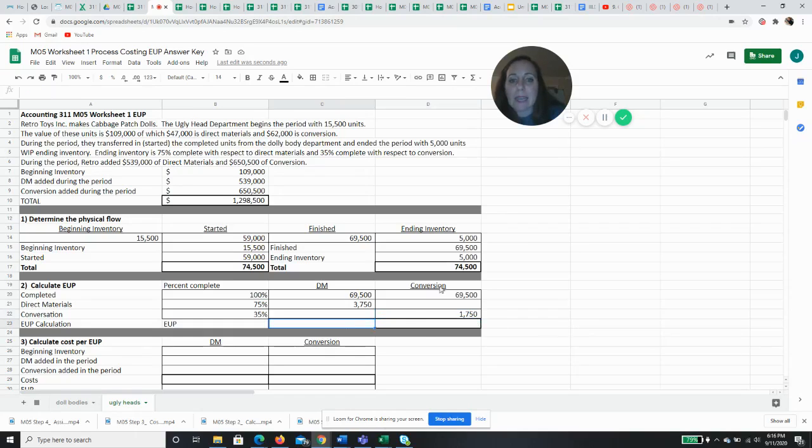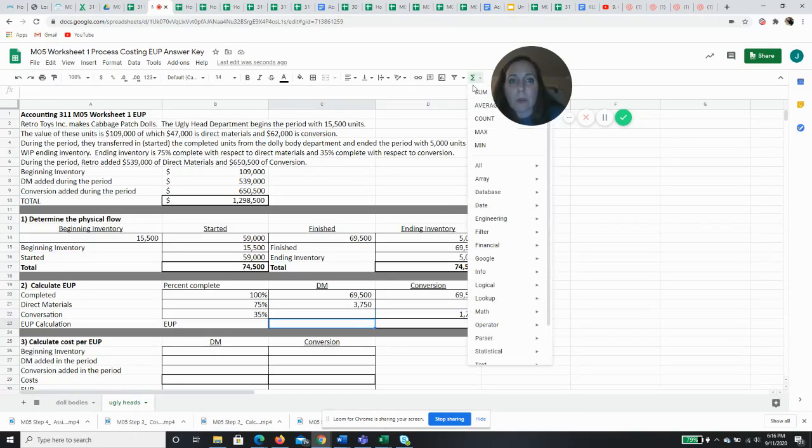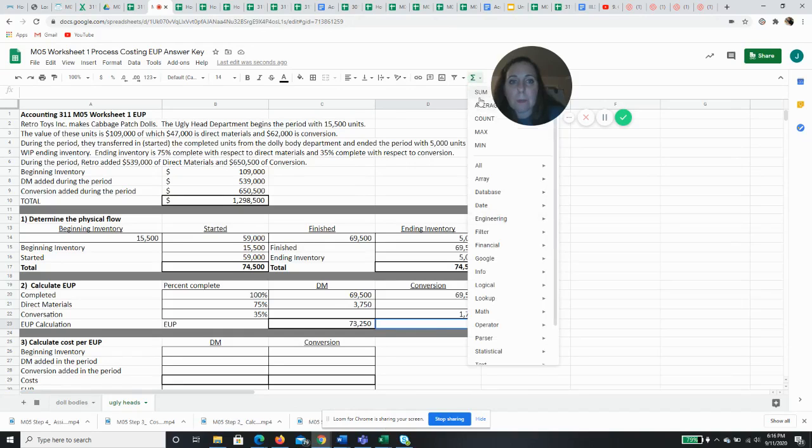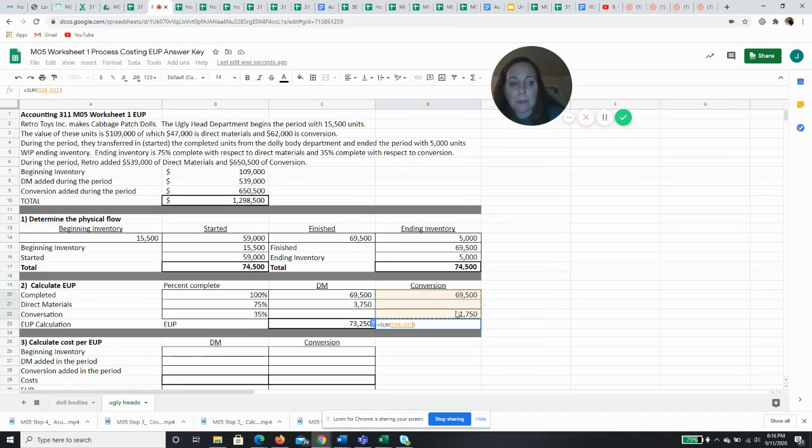So now I'm going to add these two columns up. So my EUP for direct materials is 73,250, and my EUP for conversion is 71,250. That's the total number of units I could have completed this period.